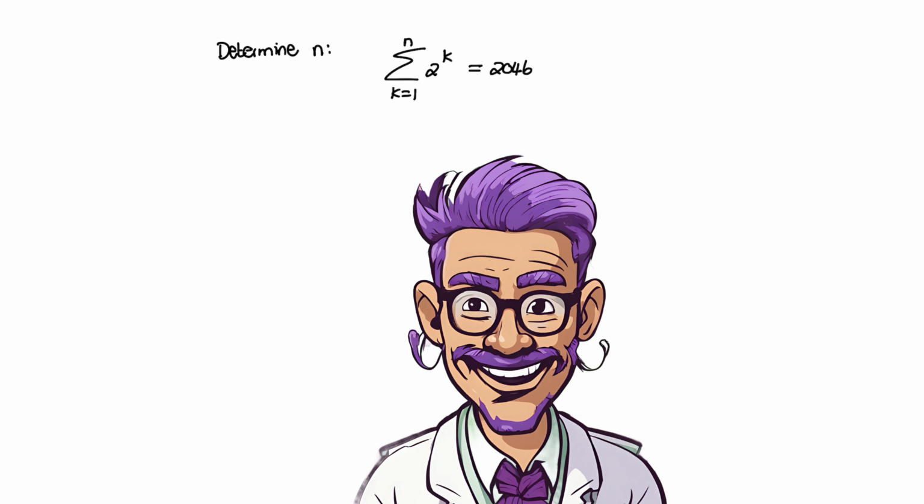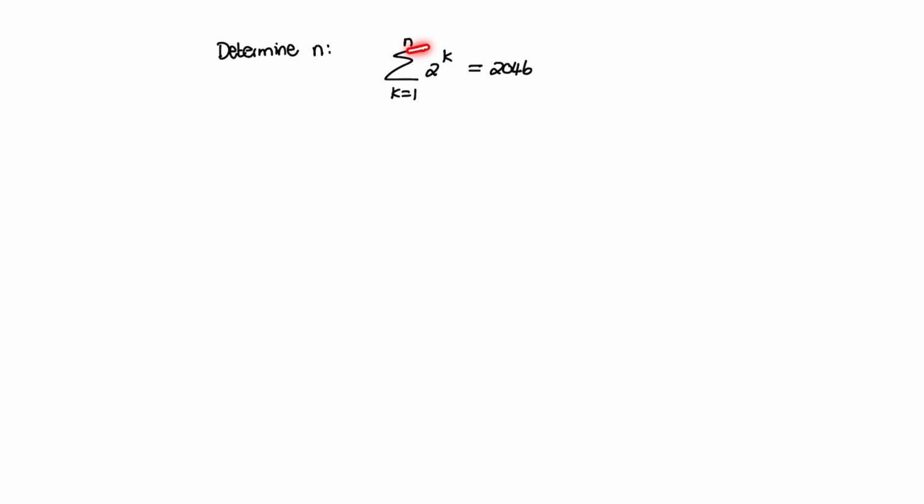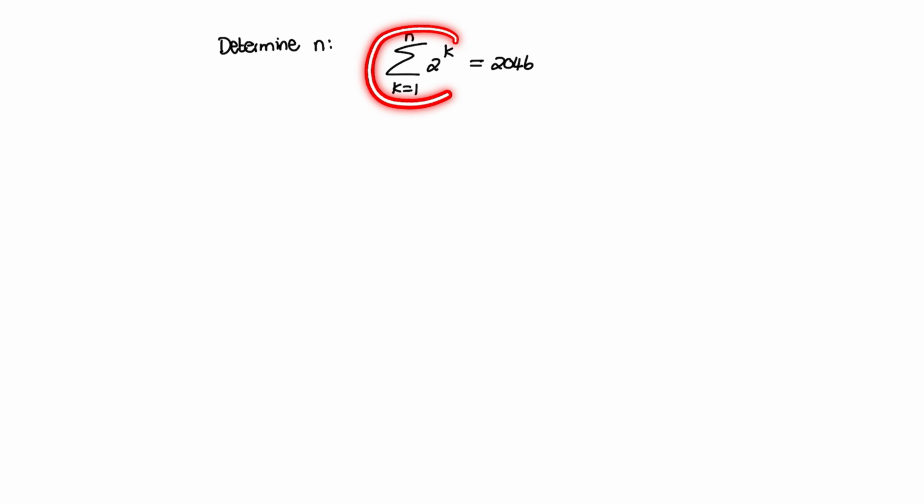Welcome to Mathenatic. In this video, we want to determine n for the following equation. We are given the sigma equation with the lower limit of 1 and the upper limit of n. The term is 2 to the power of k, and this sum, because that is what sigma means, is equal to 2046.